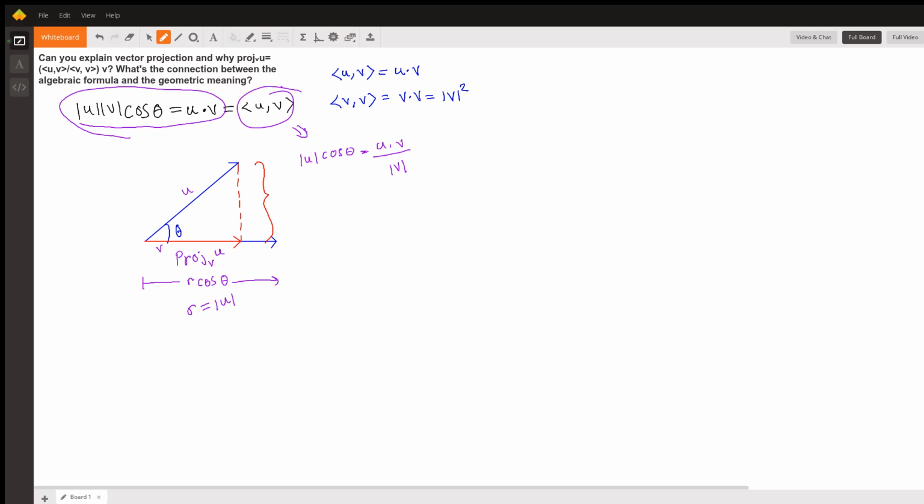Let me recognize <u, v> is u dot v and <v, v> is v dot v, which is the magnitude of v squared right here, which you should hopefully be somewhat familiar with. If not, that's okay. That's what we're here for.